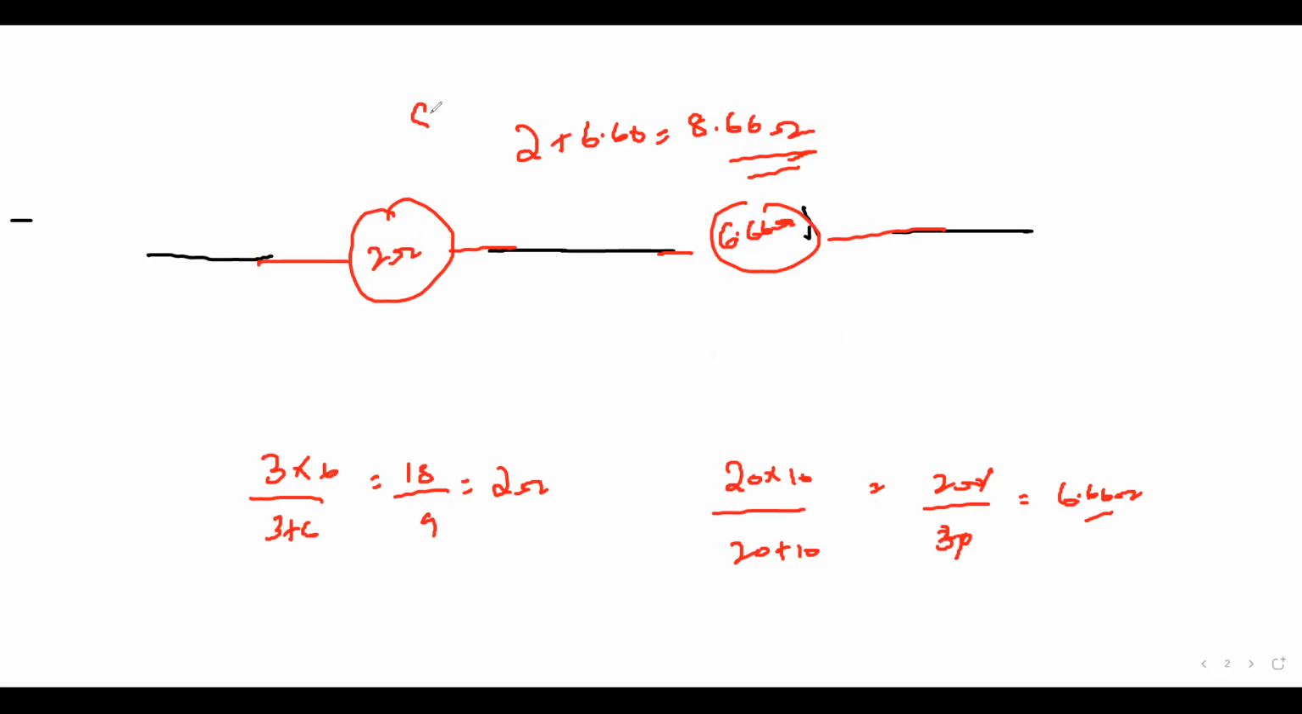So in series, we add them. In parallel, the formula is product divided by sum. Is it clear? This example. And always remember, when resistors are connected in parallel, the combined resistance decreases. When they're connected in series, the combined resistance increases.